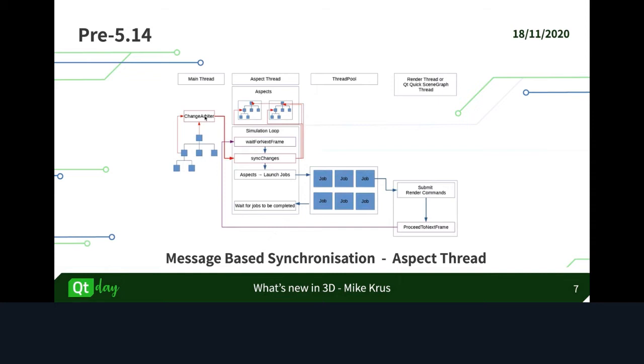So what we did in 5.14 is overall rewrite this thing. The first thing we did is remove the aspect thread, so that the aspects live also in the main thread. That means we have a lot fewer synchronization problems between the main thread and the aspect thread, and in particular, because they live in the main thread, it's safe for backend nodes to access their front-end counterpart.